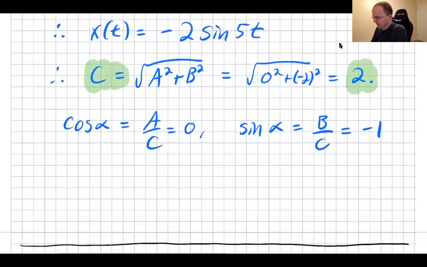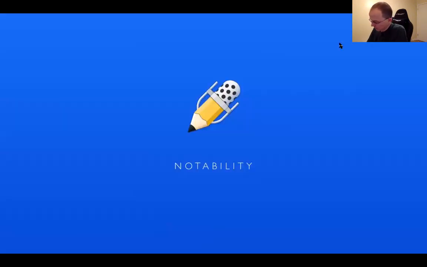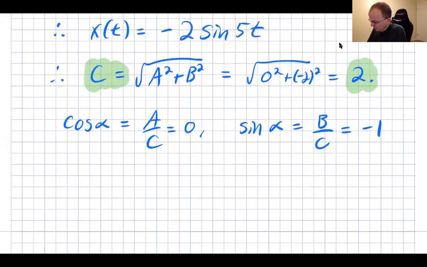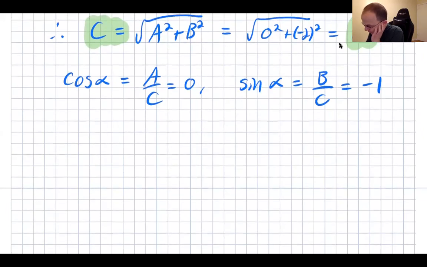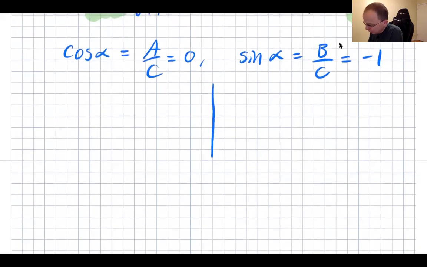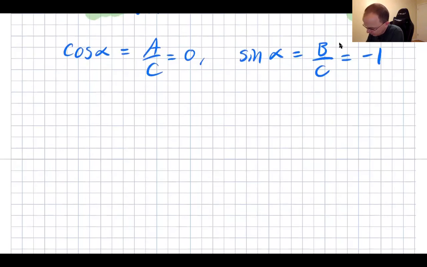Now we would like to figure out what this alpha is. Let me just add a page in here to give us more room. So what is this angle alpha whose cosine is 0 and whose sine is minus 1? Well, what we need to do is write out the unit circle here. I guess there's enough room here.